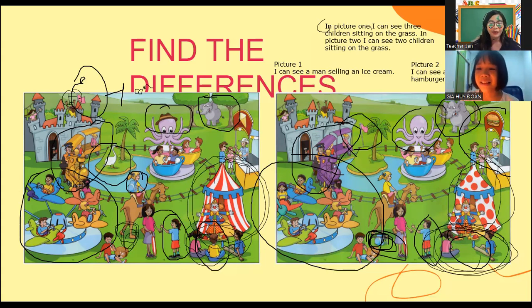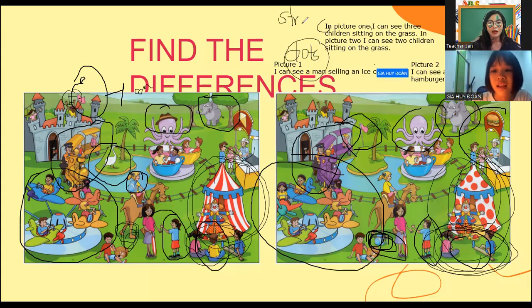Like this, I will write. So the tent has dots. D-O-T-S. Dots. If this one is stripe, S-T-R-I-P-E, the second tent has dots. Yes, correct. Wow, you know how to write now. I think I can try. I can use the eraser too. Okay, let's move on now, Hannah.